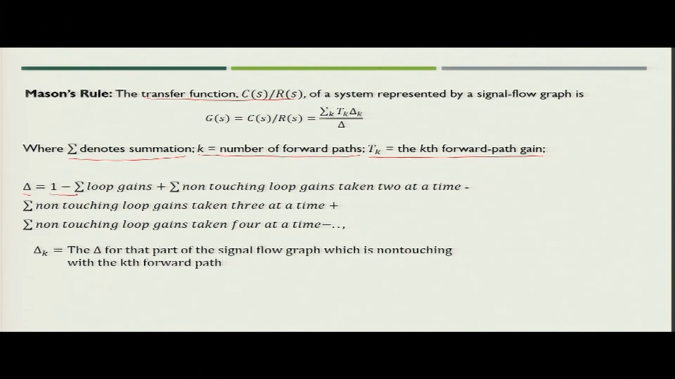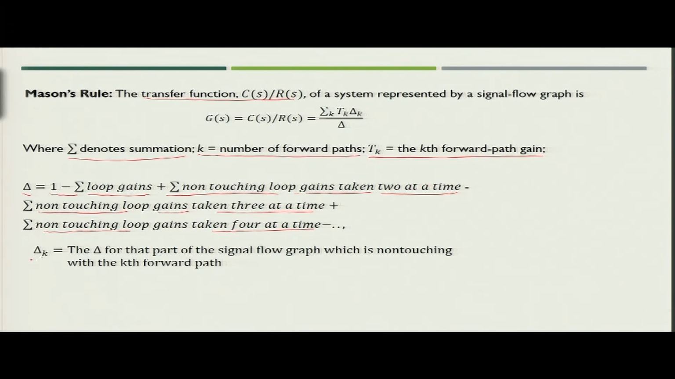Delta is 1 minus the summation of loop gains, that is individual loop gains, plus the summation of non touching loop gains taken 2 at a time, minus the summation of non touching loop gains taken 3 at a time, plus the summation of non touching loop gains taken 4 at a time, and so on. So, delta gives you the individual loop gains as well as the non touching loop gains taken 2 or 3 or 4 and so on at a time.